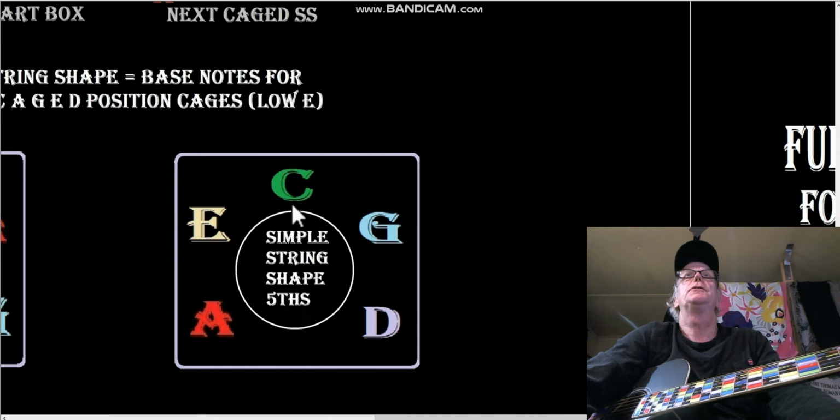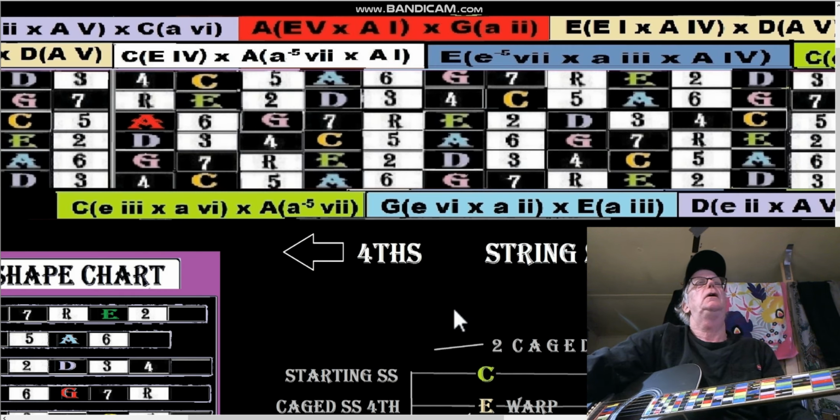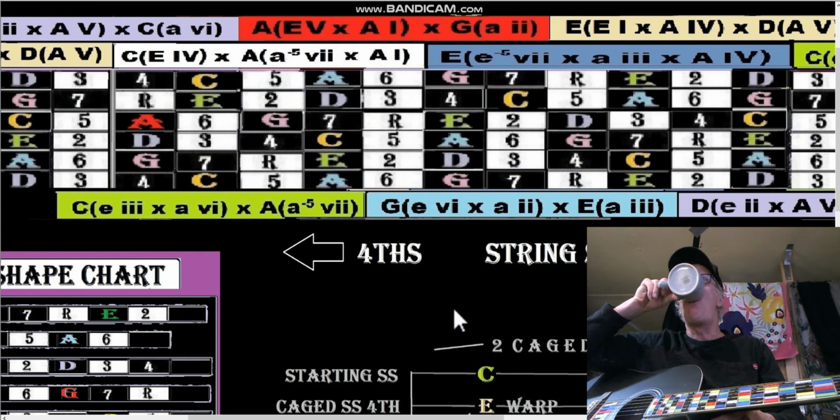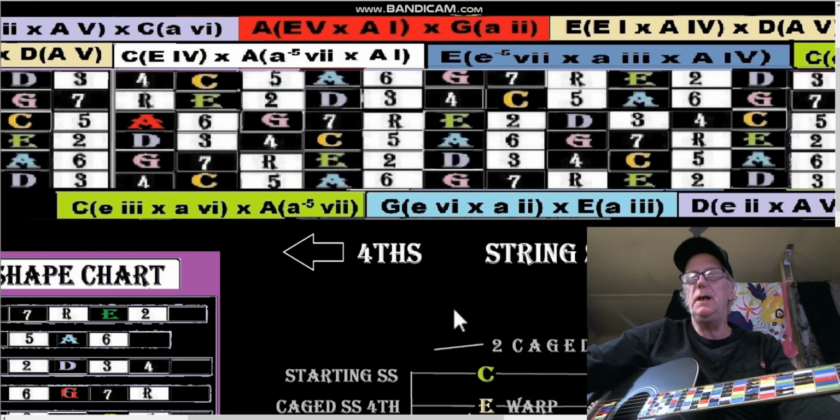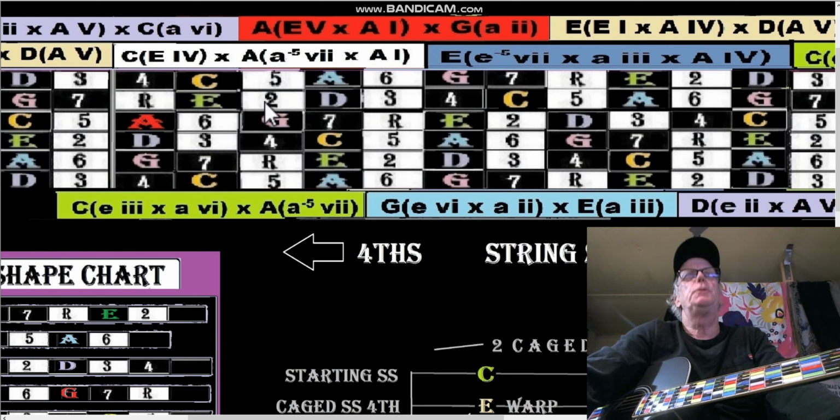So here's simple string shaped fifths. The fifth of E is C. The string shaped fourth of C is E. Okay, so let's slow down. We've got time to do this. I'm just getting into this. So we have 4, 5, 6 here. The string shaped fourth of the C is the E right here. You can see 3, 4, 5 is the simple string shape. 7, root, 2 is the simple E string shape.